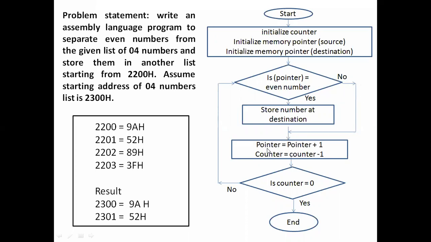And for checking the next number, we will increase the pointer by 1 and decrease the counter by 1. And this process will go on till the counter becomes 0. So until the counter is 0, it will go through the process one by one. It will first check the first number, then the second number, then the third number. And when it receives any number that is an even number, it will store that number at the destination. And if the number is not an even number, it will not store it at the destination. It will go and try to search for the next number. So in this way, this particular program will work.